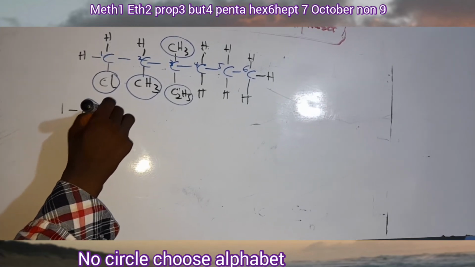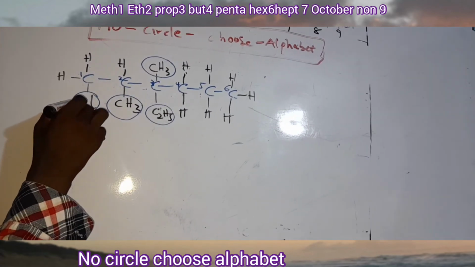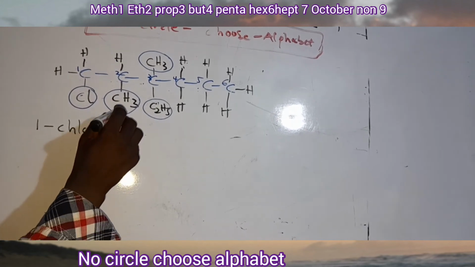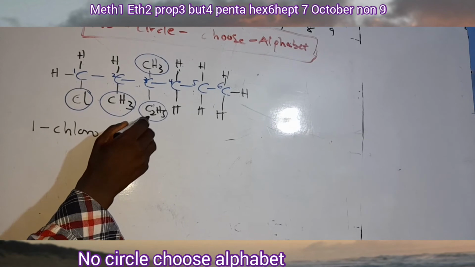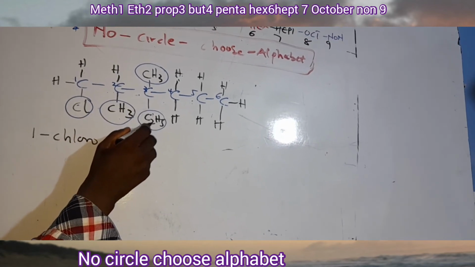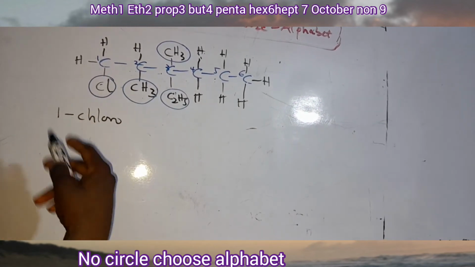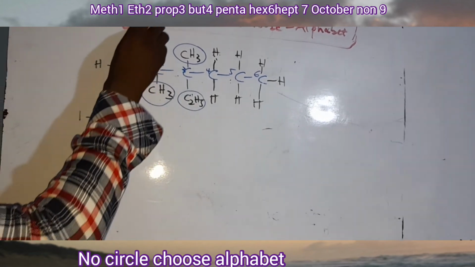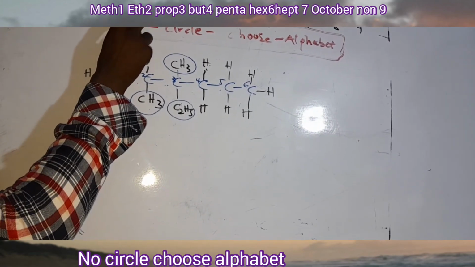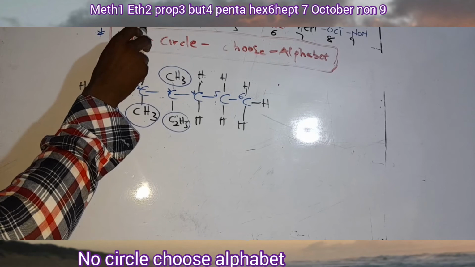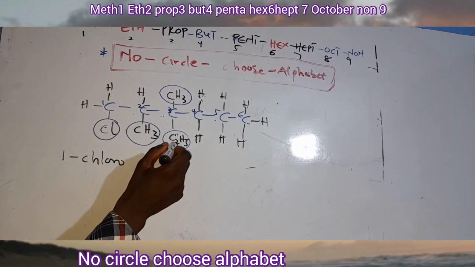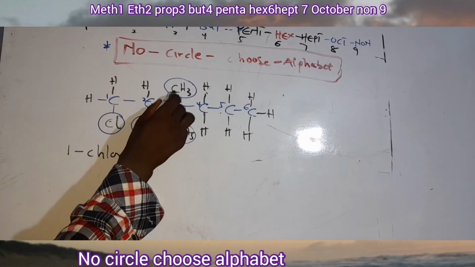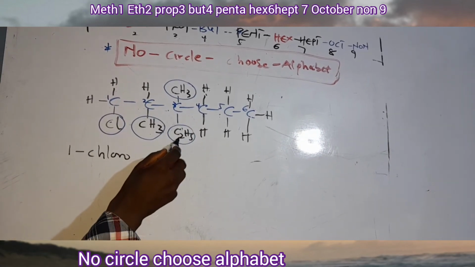So I'm having chlorine here, which is going to be 1-chloro. That chlorine is on number 1, so 1-chloro. Now can you see these are the same? They are methyl, and this is ethyl. Ethyl means when you have 2 carbons. When the carbons are 2, it becomes ethyl. Because the carbon is one, it becomes methyl. This is ethyl, this is methyl.